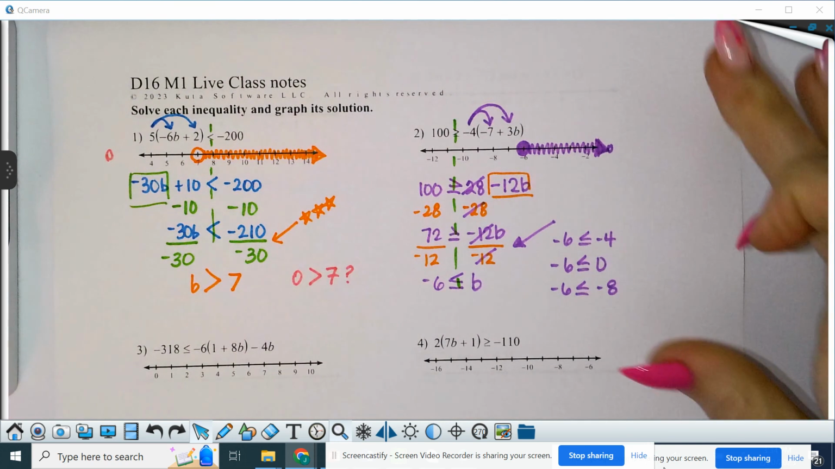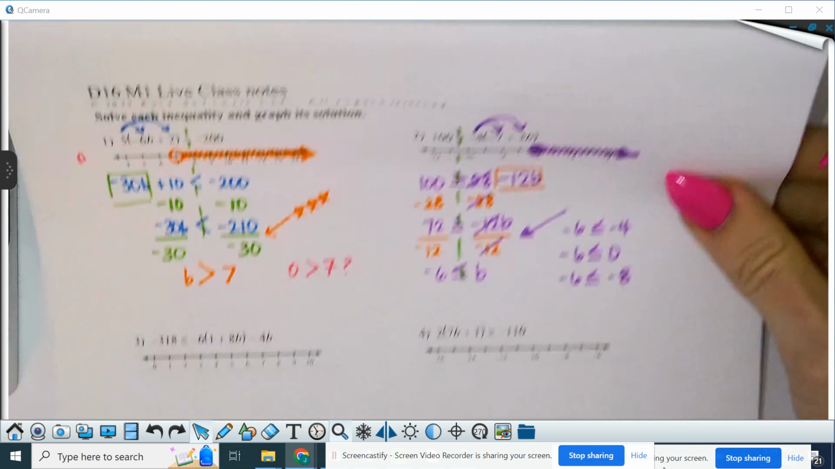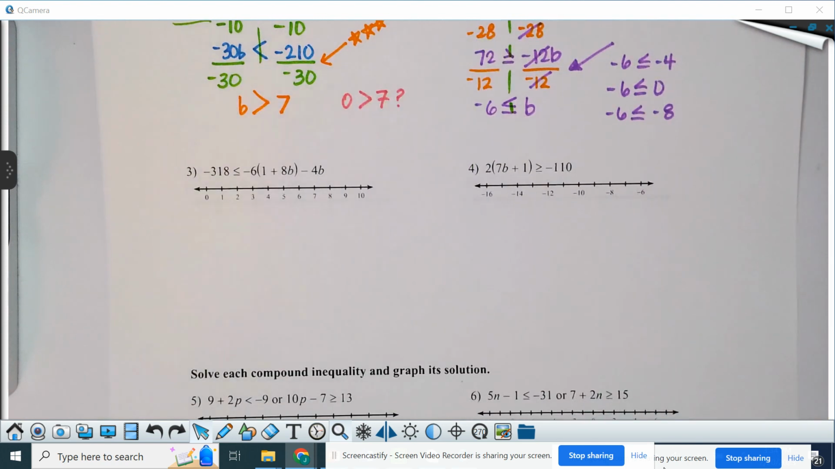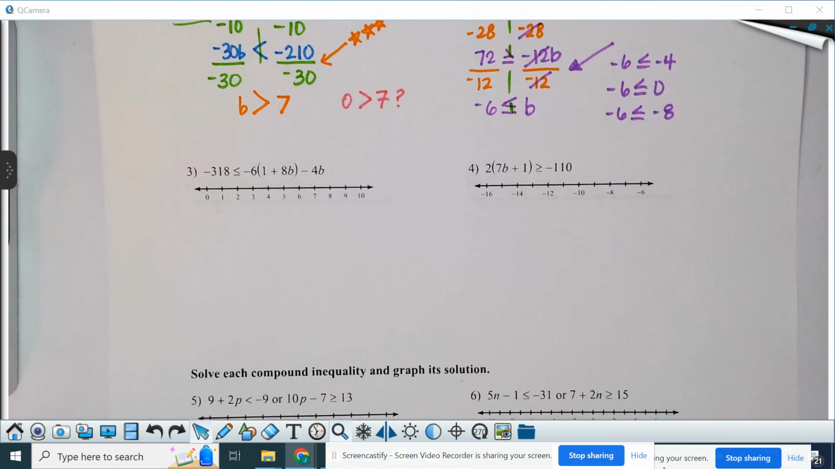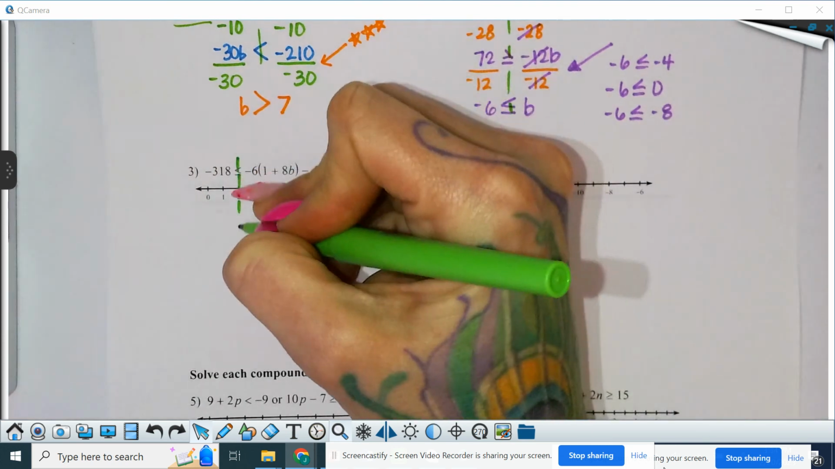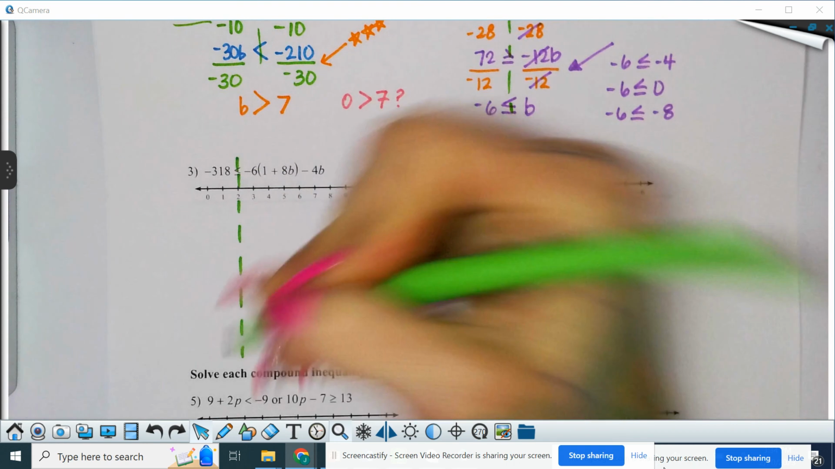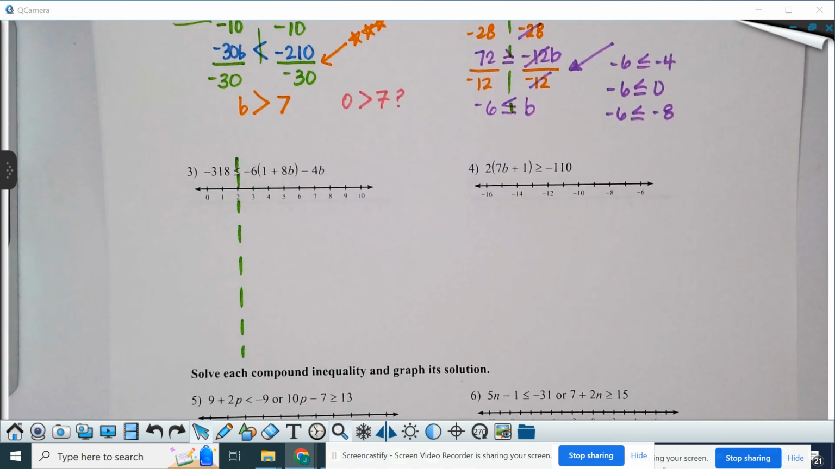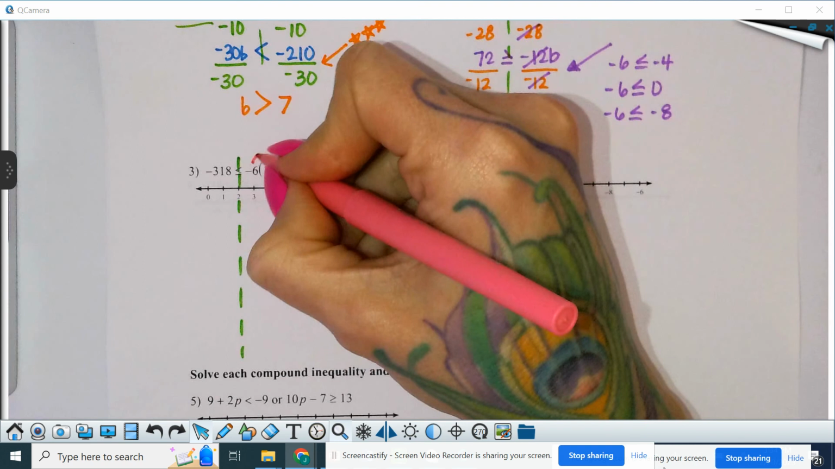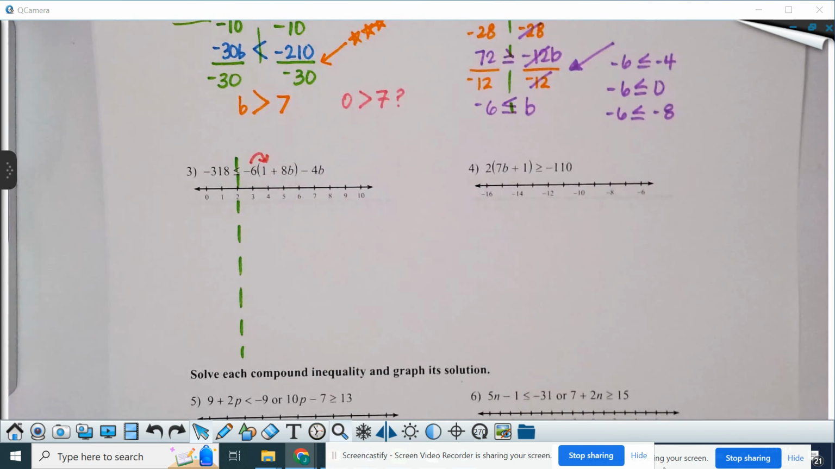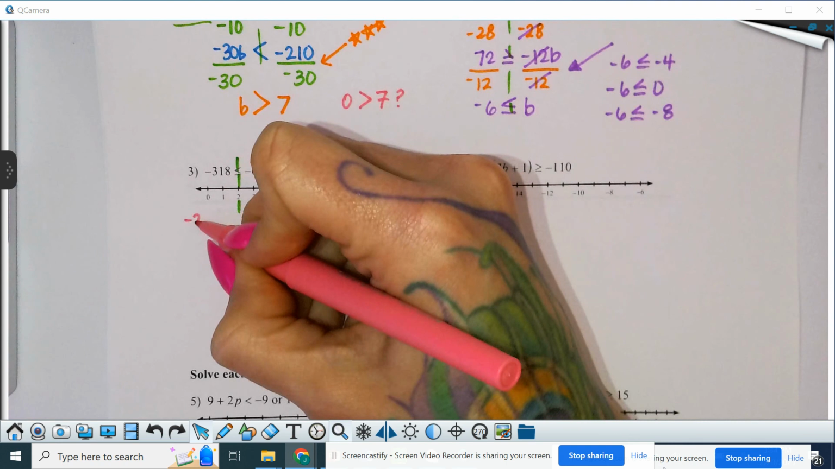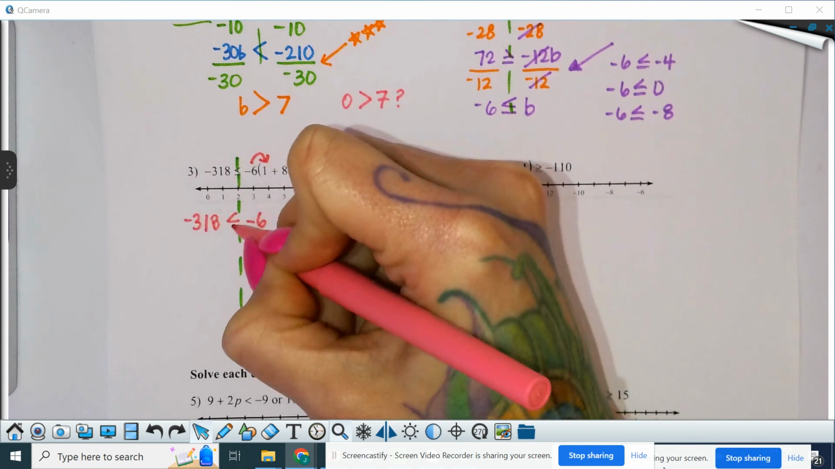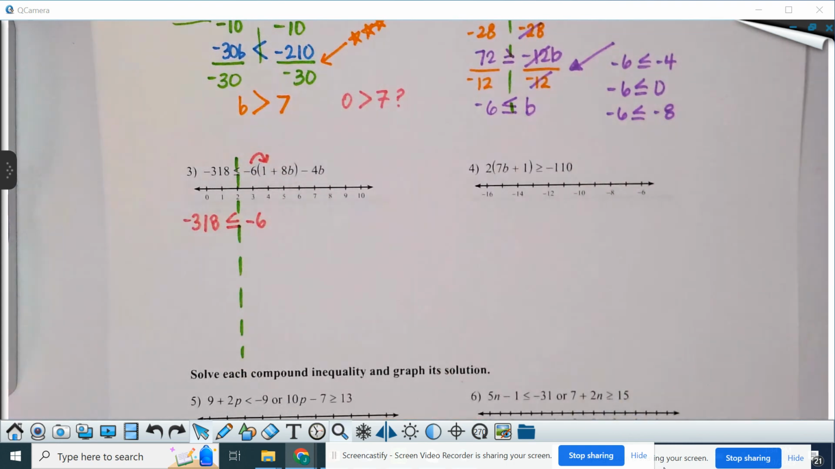All right. Number 3 is a little different, so we're going to keep going. So number 3. Again, we have a number, our great divide. Let's see if we can keep ourselves on either side so we don't do any magic math and start making stuff up. I'm going to distribute first. The negative 6 times a positive 1 is going to give us a negative 6. I have a negative 318, less than or equal to negative 6.